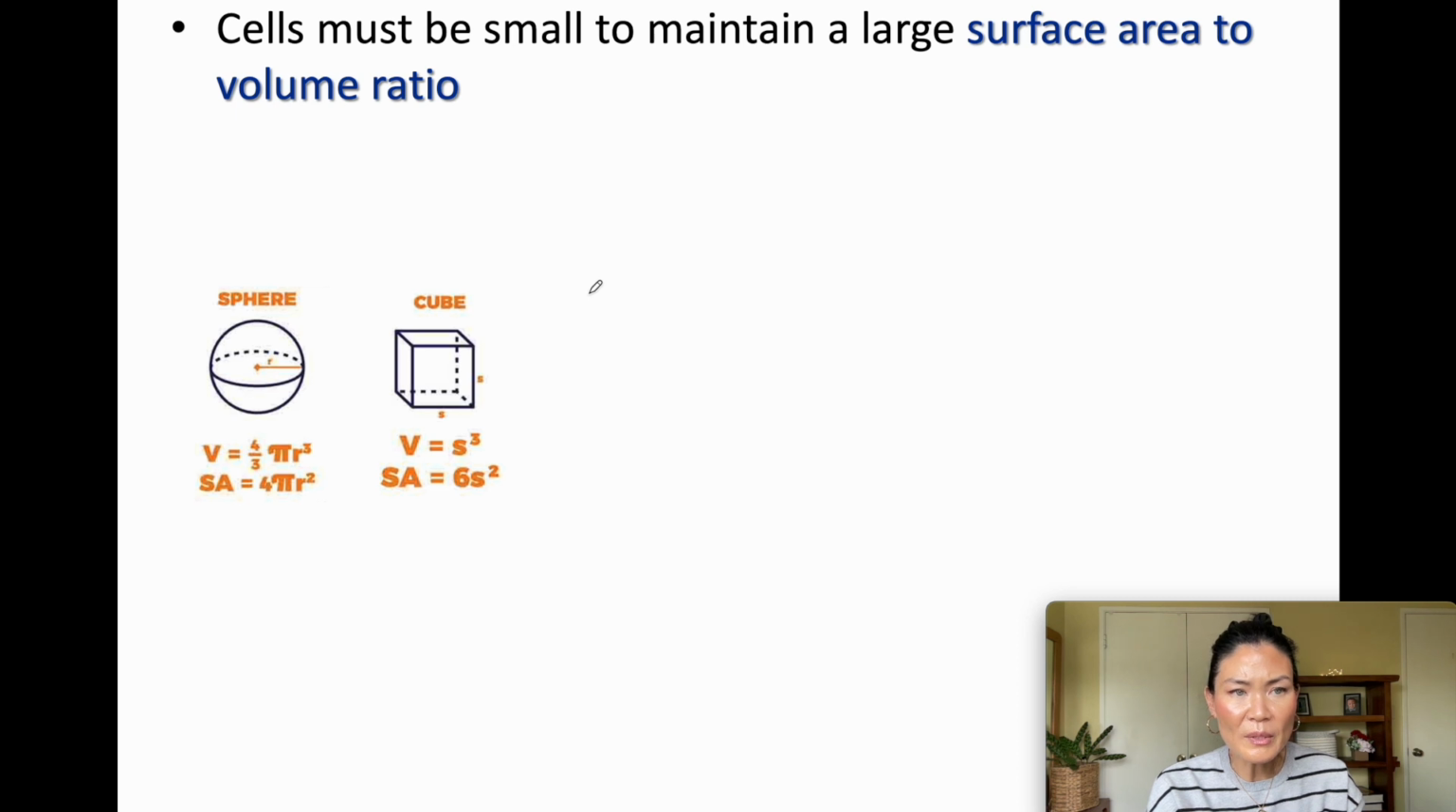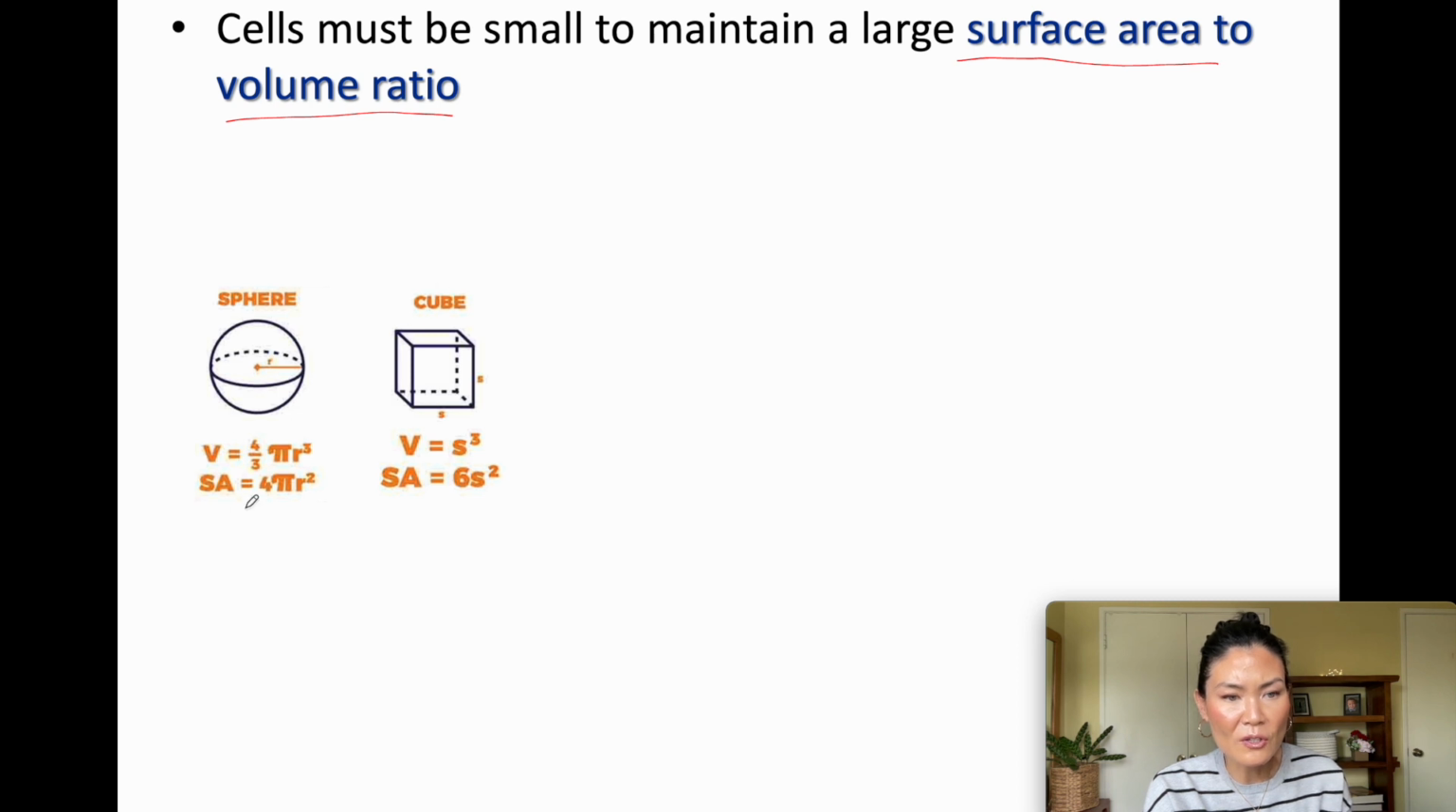Okay, the next topic is that cells must be small. You can only see them with the microscope. And the reason why is that cells cannot survive, they cannot live unless they have a large surface area to volume ratio. Okay, so in math, you probably have learned these equations.